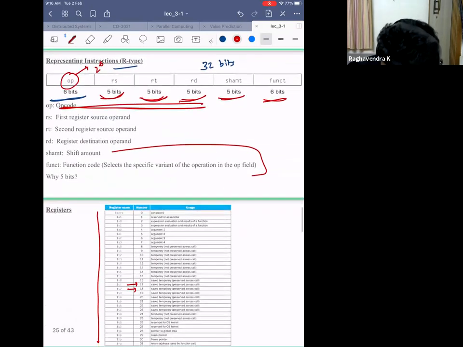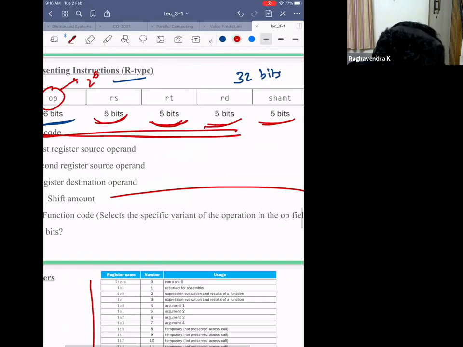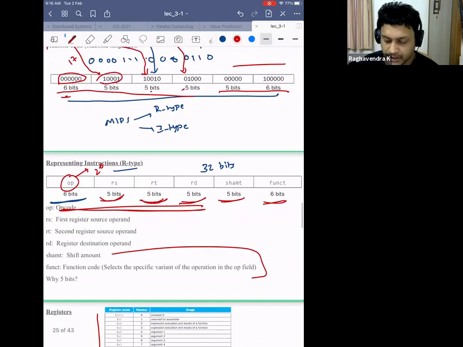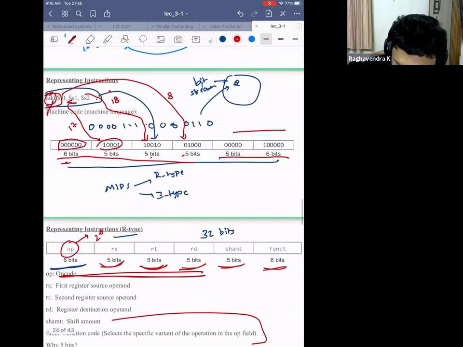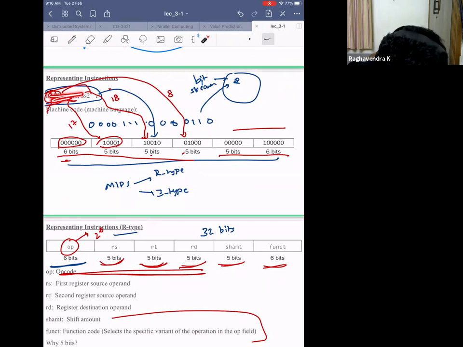So that's what I have done: used this table and converted this instruction into a machine opcode or machine code, right? So I've converted it into opcode and register values. This instruction is now converted into something called machine language. The machine language is a stream of zeros and ones.